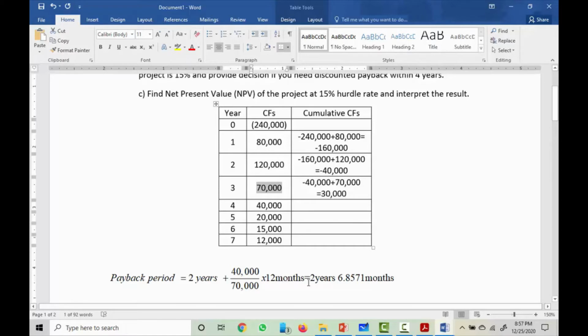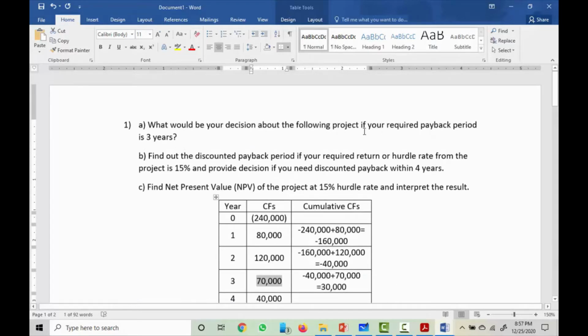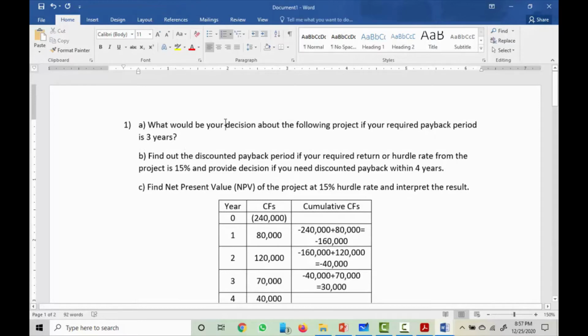So that means 40,000 divided by 70,000 plus 12 months into 12 months. So if you calculate, we will see that the payback period is 2 years 6.8571 months, right? So this is the payback period. Now the decision criteria, the decision about the project.